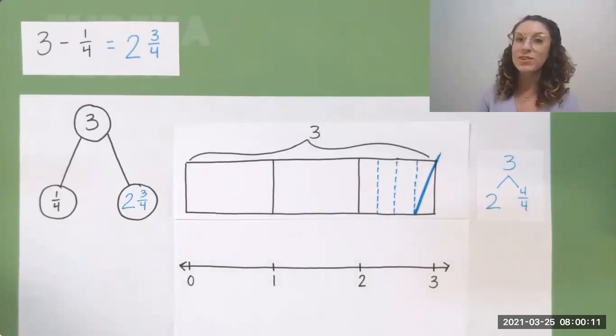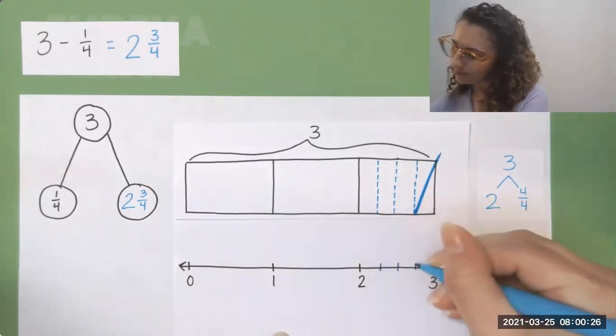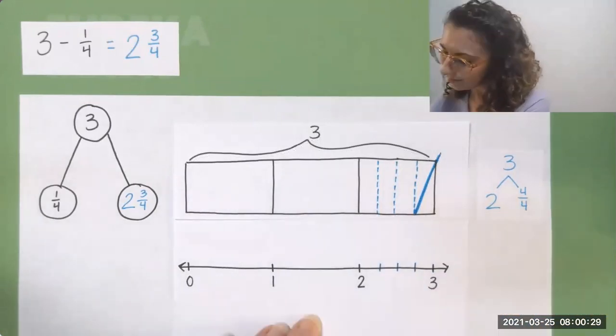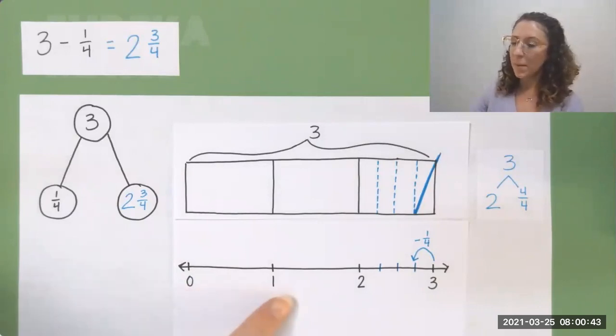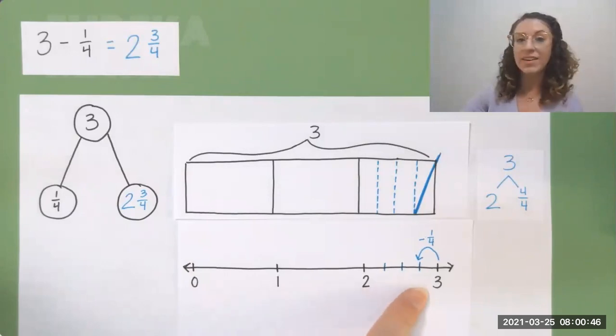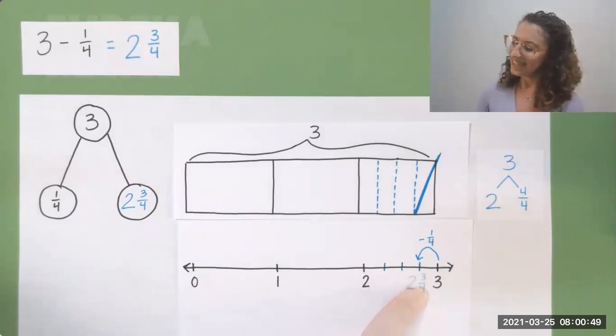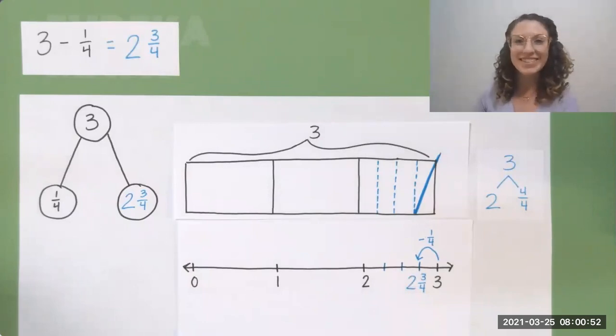Here's a number line showing 0 to 3, just like the tape diagram. And we can partition this one into fourths, then show counting back by 1/4. Where do we land? When I read a number line, I like to imagine running in a race. Pass 1, pass 2, stop at 2 3/4. Great work. Let's go on.